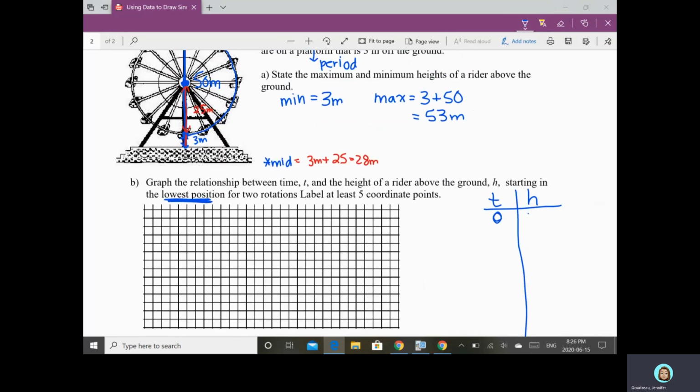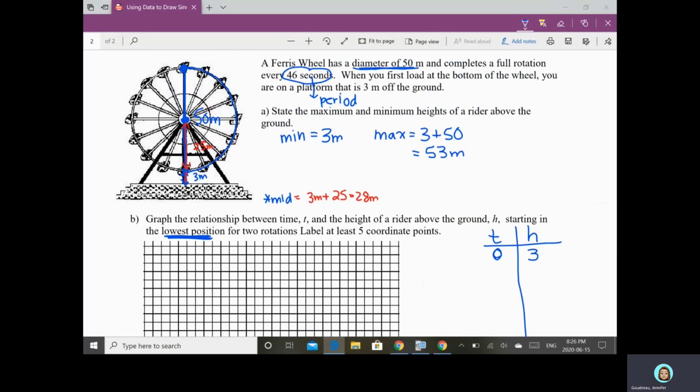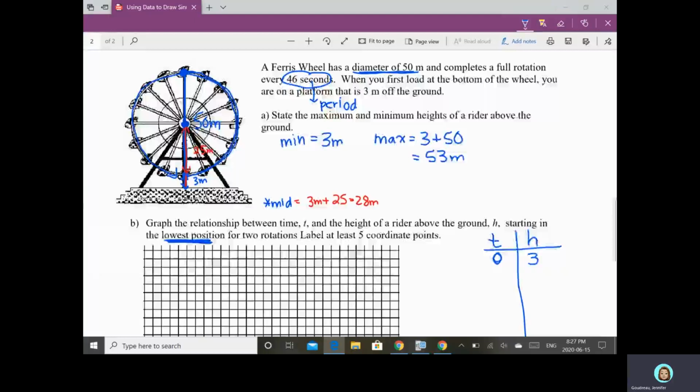Our minimum height is 3. We know that it takes 46 seconds to go all the way around the Ferris wheel. So if I start at 3 meters, then it's going to take 46 seconds to get back to 3 meters. I'm going to leave a little bit of room and put that time and that height there. We've got some times in between. So let's talk about that.